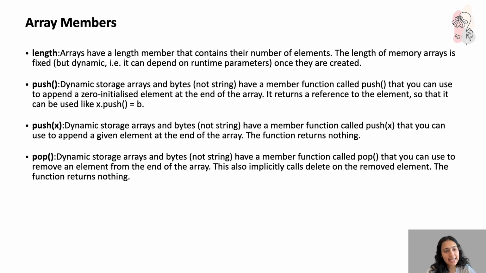Array members. The length member tells me how many elements I have in my array, right? The length of memory arrays is fixed, but dynamic, it can depend on runtime parameters once they're created. Push: if you don't give a value inside the parentheses for push, it is going to append a zero-initialized element at the end of your array. At the same time, if you give x.push(b), it is going to append b. It returns the reference to the element and now you can put in the element, right? It gives you a reference to a location and then you give it the value. x.push(b) means you got an extra location and then you pushed b into it.